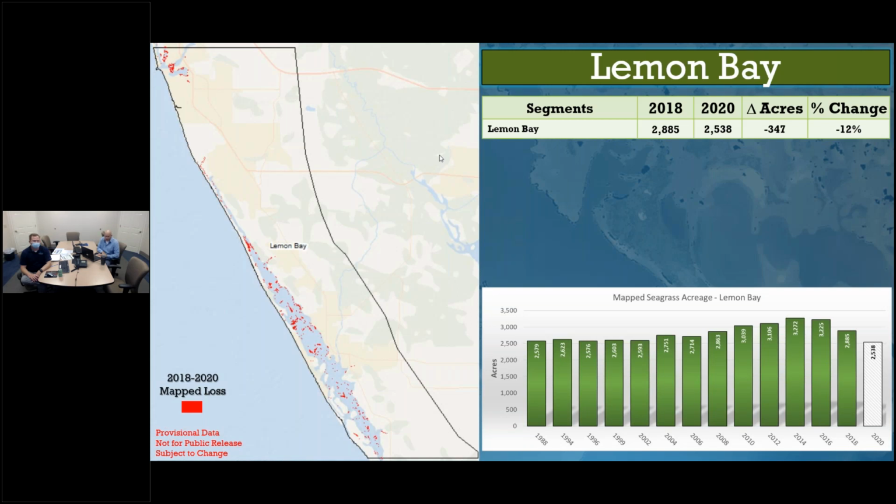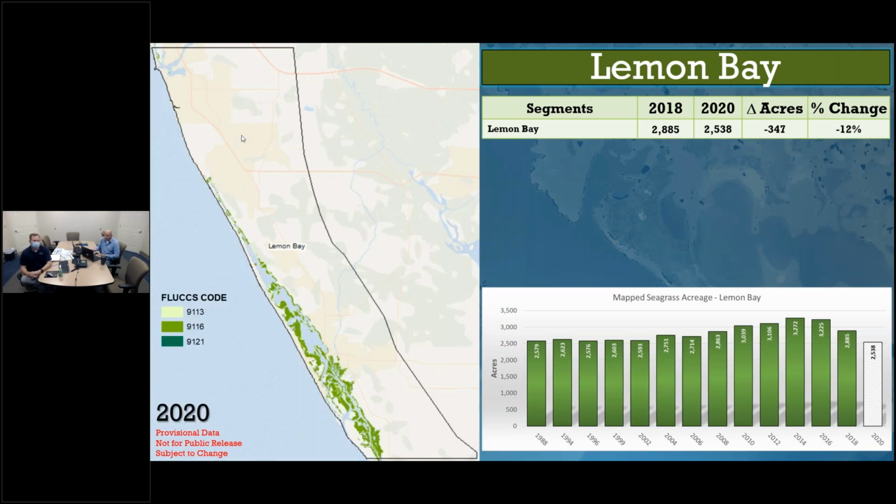I think in future presentations, I'm going to take that area and just report on that, because we did see quite a bit of loss between 18 and 20. If you look at the 18 map, if you squint really hard, you'll see some of those green polygons there. And then in 20, most of that disappeared. So very small acreage overall, but significant for that system.